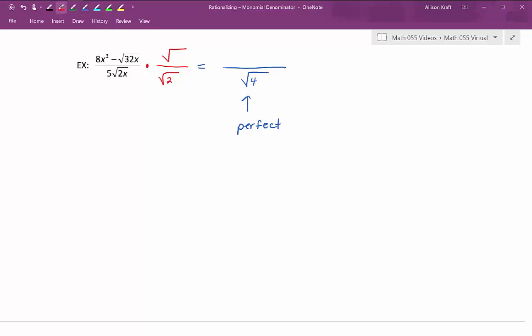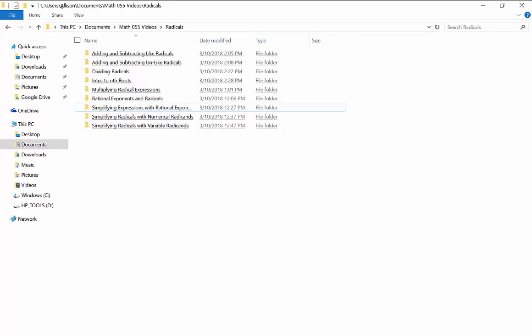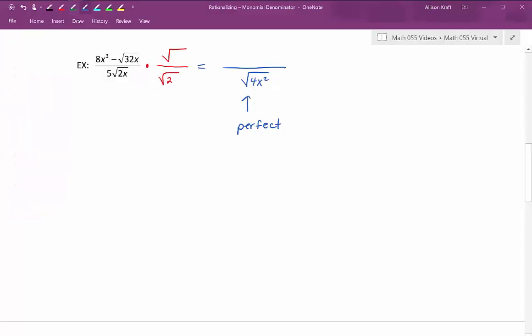Same thing with the variables. What exponent on the variable is going to cancel with the square root? x squared. What are we going to multiply x by to get x squared? We multiply it by x. We're going to be multiplying the top and the bottom by the square root of 2x.